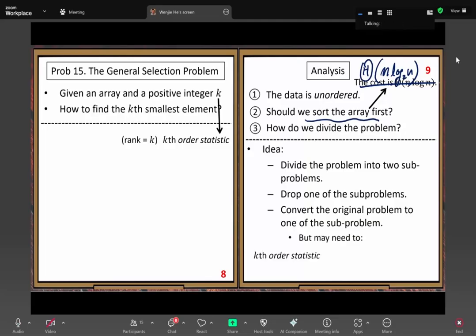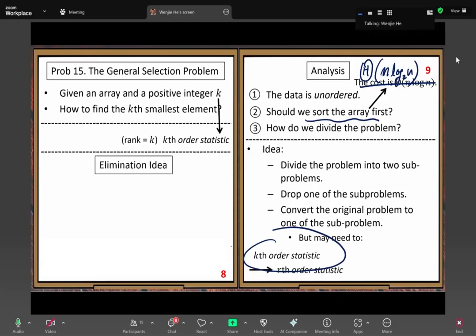Yeah. And also, for the detail, you need to use this number to help you figure out those two subarrays. Determine how to divide the given array into two subarrays. All right. Elimination idea.